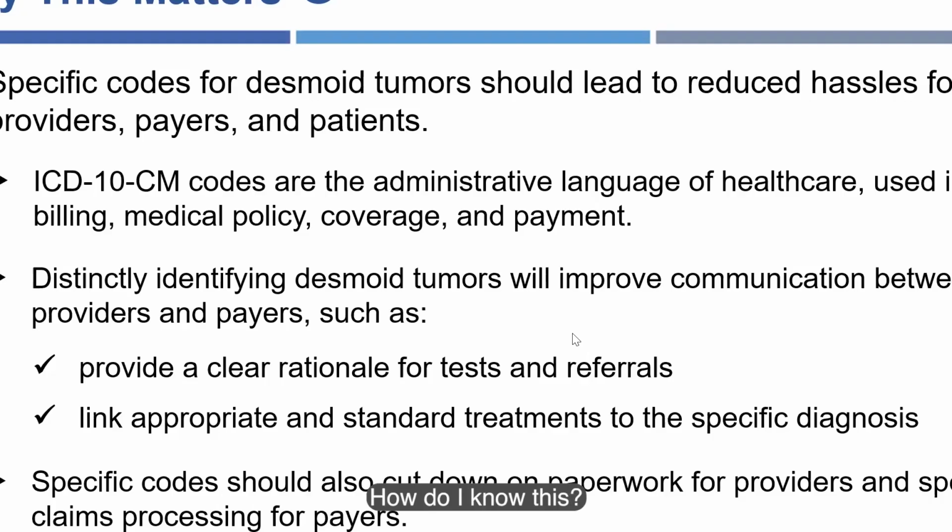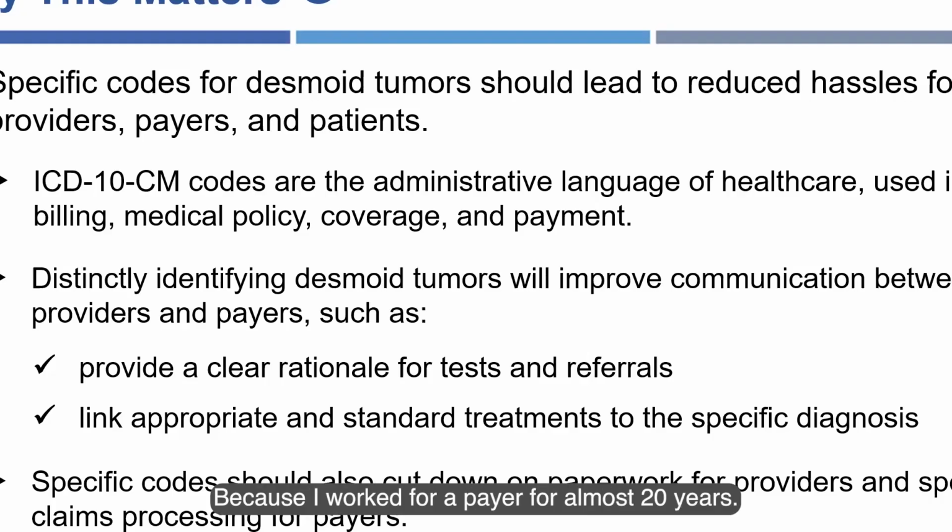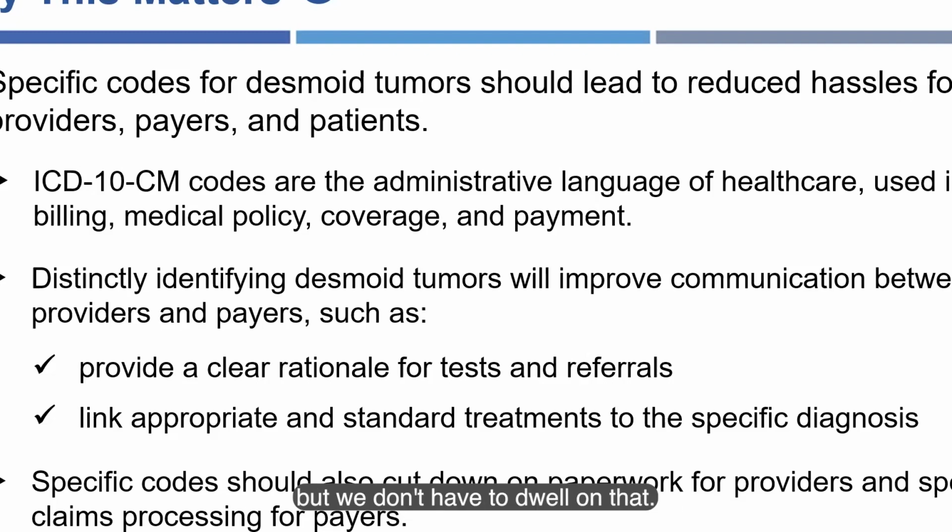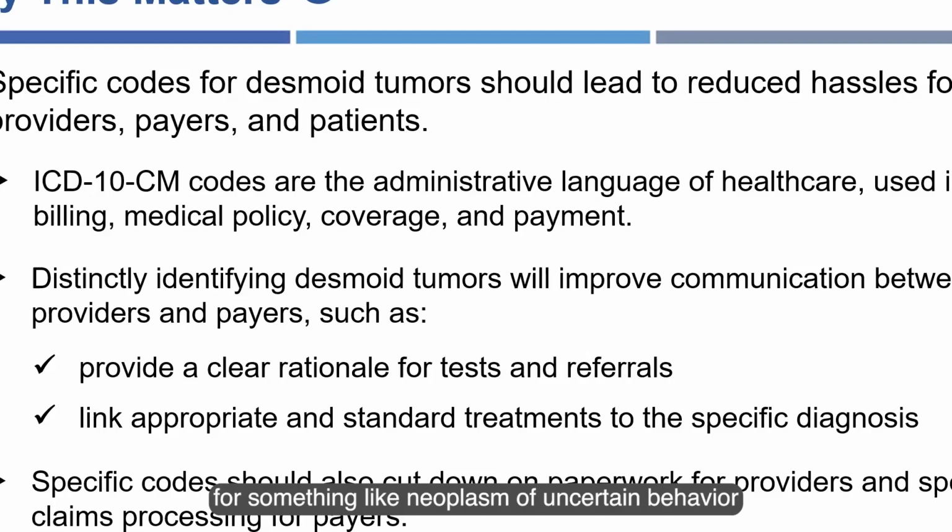How do I know this? Because I worked for a payer for almost 20 years. I was in the provider audit department, but we don't have to dwell on that. But when we got a claim in with a diagnosis code for something like neoplasm of uncertain behavior of connective and other soft tissue, it was my department that got on the phone or sent an email to the provider, to the hospital, the physician, and say, why are you submitting such an expensive claim for such a vague diagnosis?